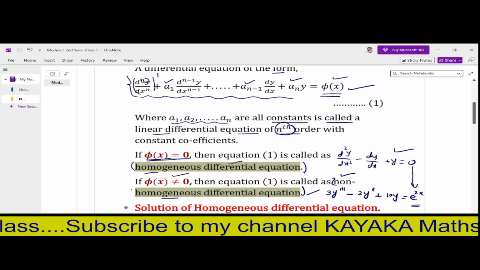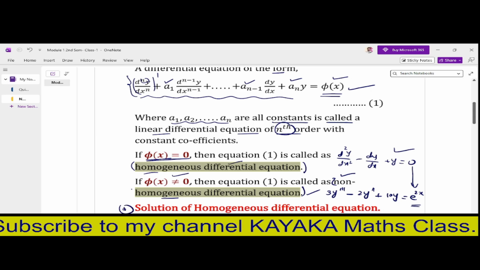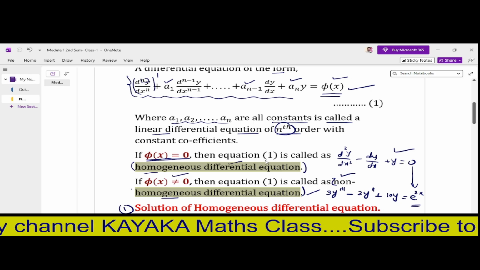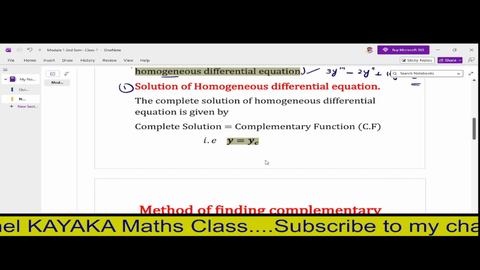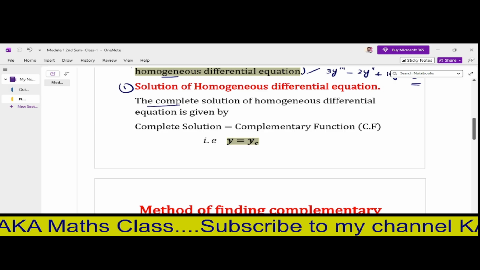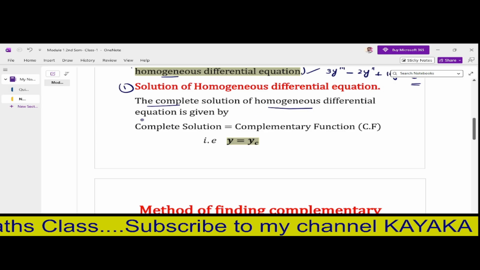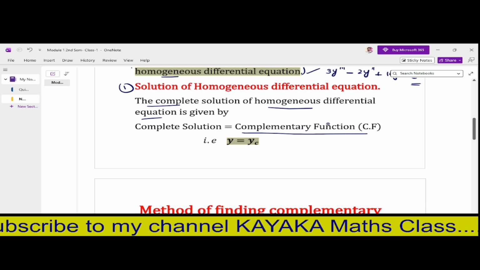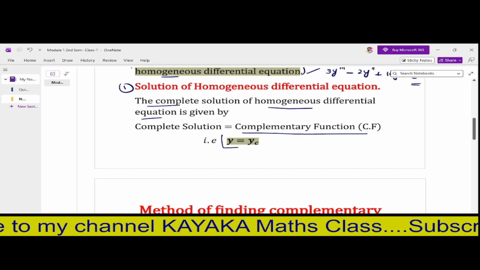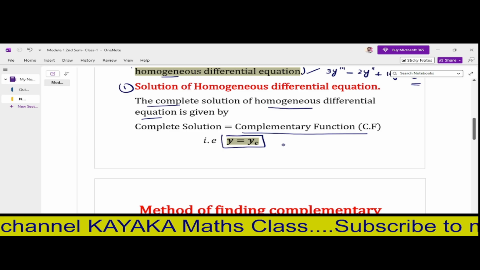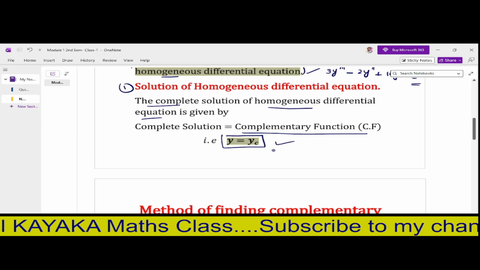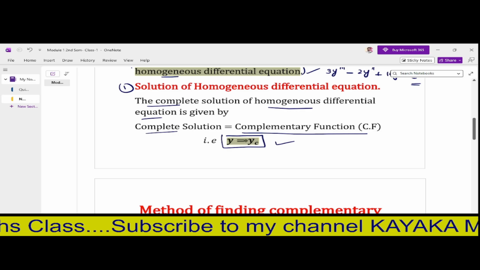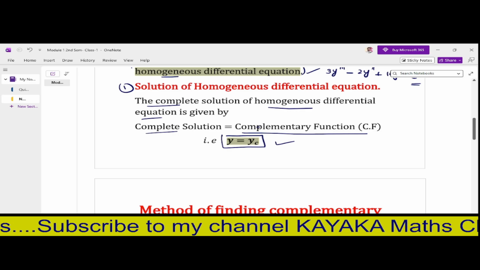Let us see one by one. First, let us see the solution of a homogeneous differential equation. Are you getting this definition? The complete solution of a homogeneous differential equation is given by the complementary solution or complementary function. Mathematically we write it as y equals yc. This is the complete solution. You need to remember. Now, what is yc, or what is the complementary function?